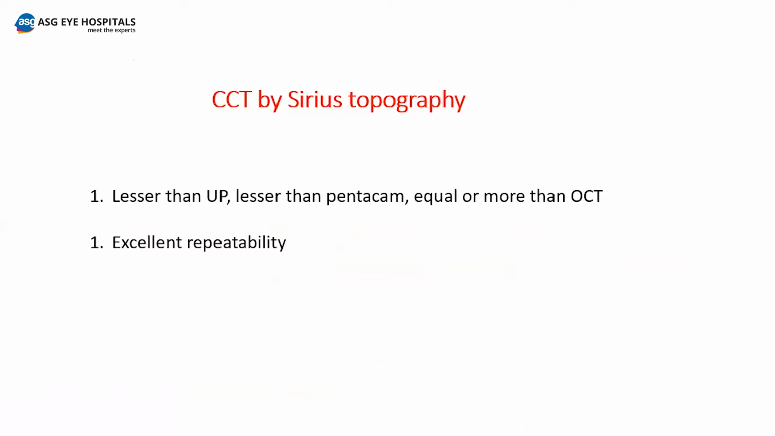Regarding CCT, you should also analyze the CCT you see on different systems. We have OCT pachymetry and Sirius, and OCT pachymetry is always around 10 microns lesser than Sirius. More or less, that will be lesser than the ultrasound pachymetry that we take. So the order is ultrasound pachymetry, then Pentacam, then Sirius, and then OCT. And the repeatability of the CCT is very, very good.